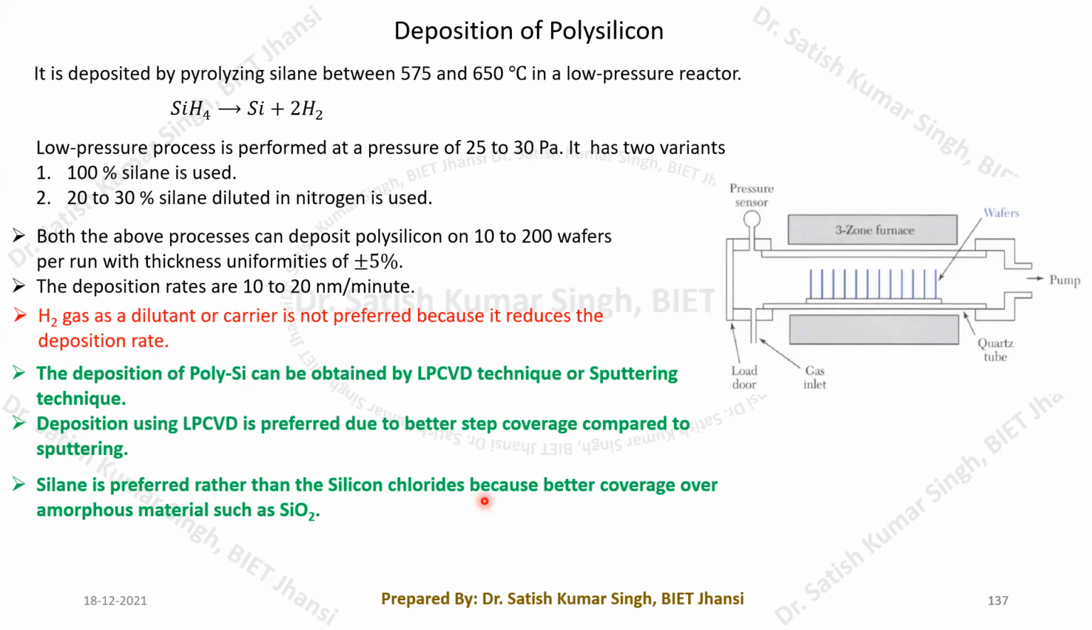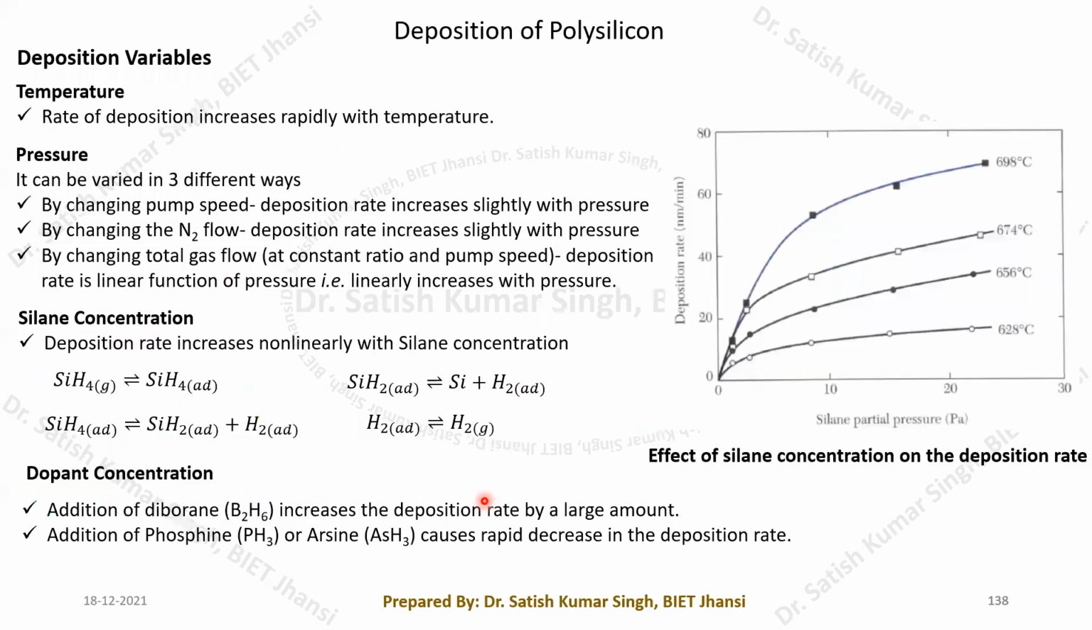Now to deposit any layer, whether it is polysilicon, SiO2 or any other layer, there are certain deposition variables. These deposition variables are nothing but your ambient conditions. Basically the deposition variables are temperature, pressure, silane concentration, or dopant concentration if you want to get doped polysilicon or any doped layer. That time the dopant concentration also matters. So these are the typical things like temperature, pressure, silane concentrations.